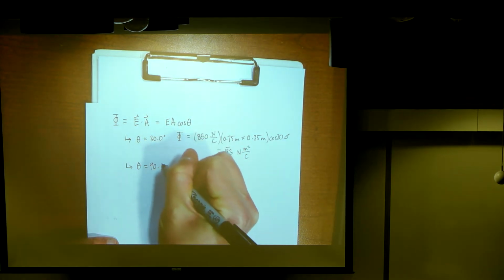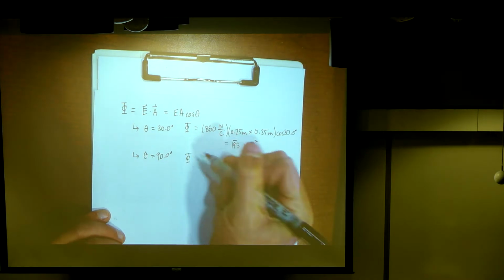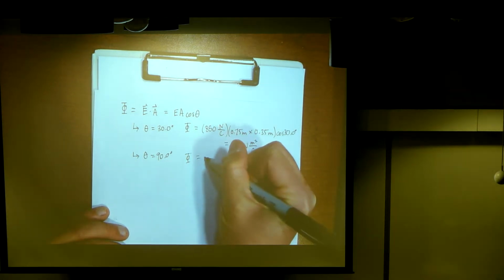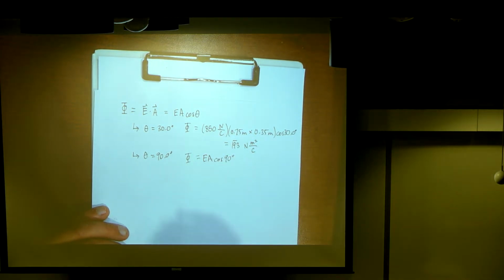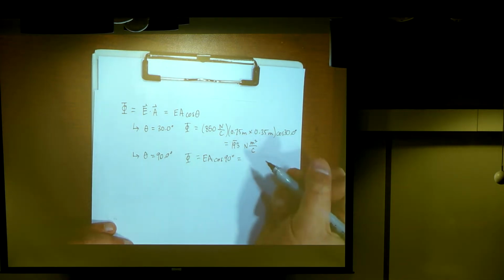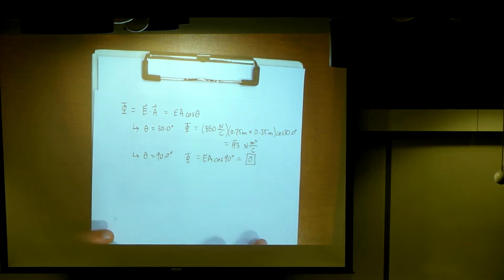All right, let's do this one. 90 degrees, what do we get? We get 0 right here. I don't even have to plug the rest of the numbers in. Phi is equal to E times A times cosine of 90 degrees. And what do we get? 0.